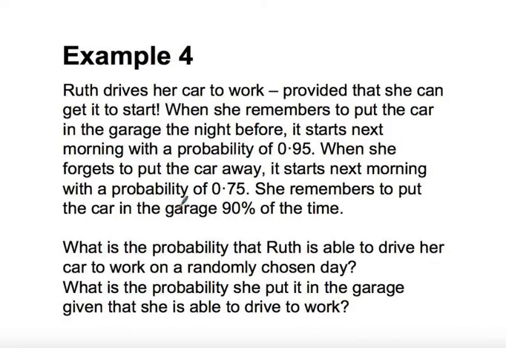We're told Ruth drives her car to work, provided she can get it to start. When she remembers to put the car in the garage the night before, it starts the morning with a probability of 0.95. When she forgets to put the car away, it starts the next morning with a probability of 0.75. She remembers to put the car in the garage 90% of the time. So what is the probability that Ruth is able to drive her car to work on a randomly chosen day? And what is the probability she put it in the garage, given that she's able to drive to work?